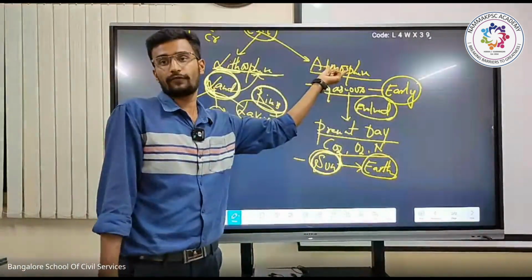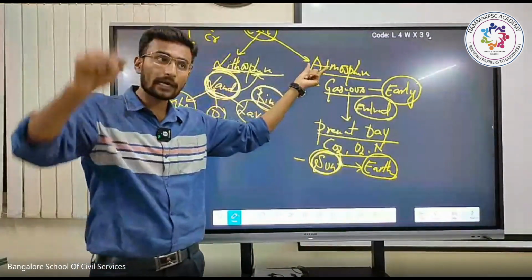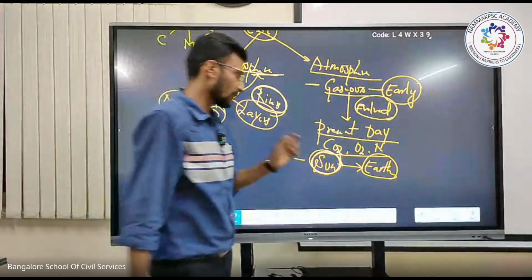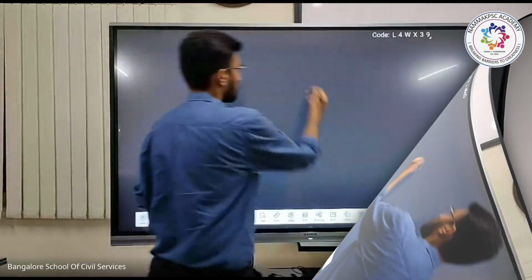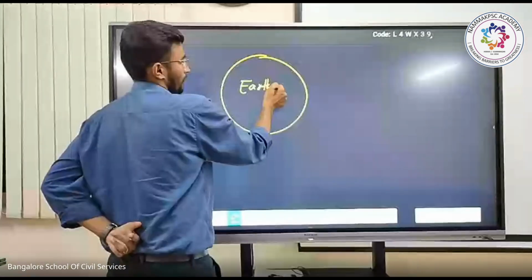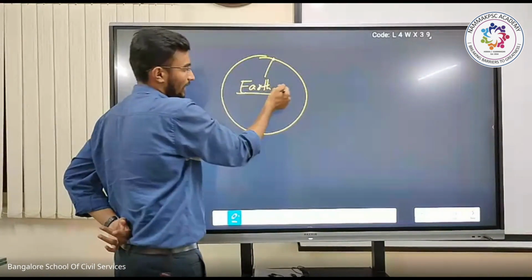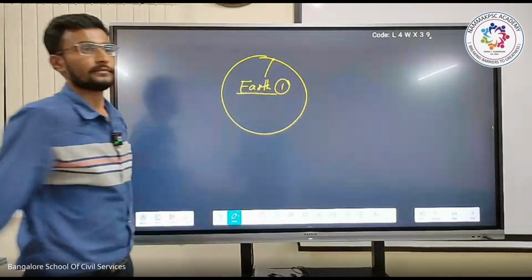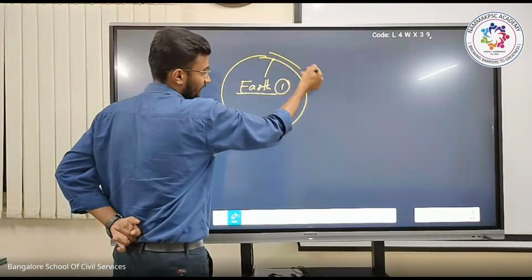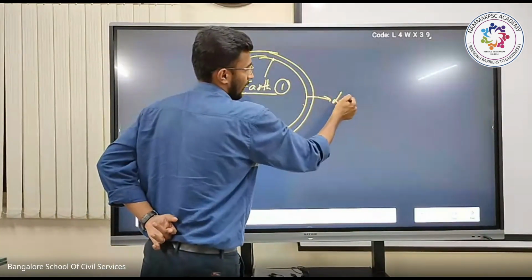What is atmosphere? Atmosphere is nothing but different gaseous materials which are surrounding our Earth. This is our Earth. If I study the internal part, this is our first and foremost part. The second one is near the surface. If I study that, we call it our lithosphere.